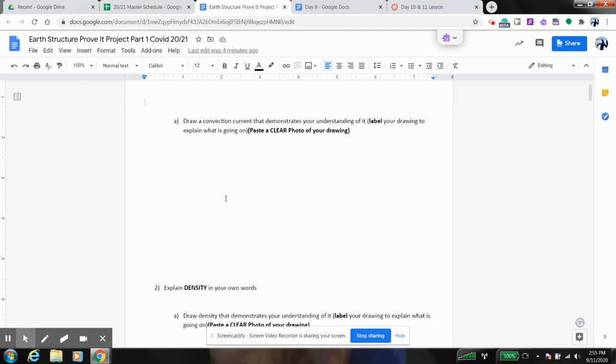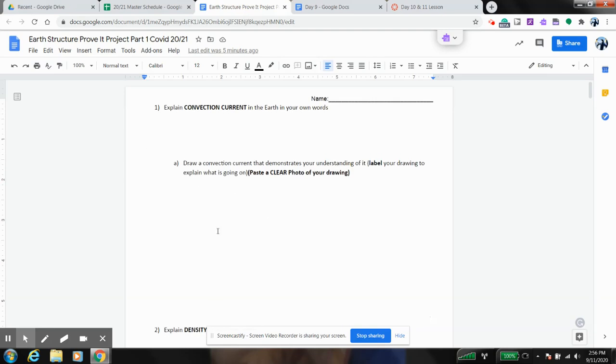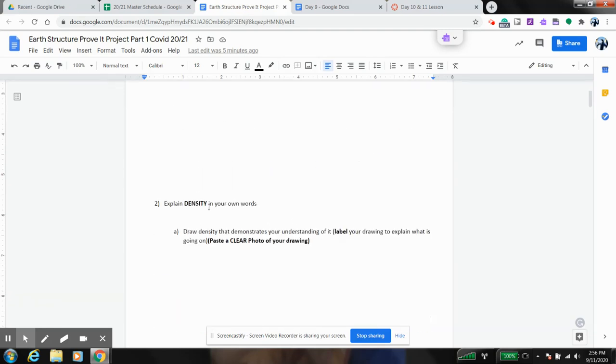Obviously, you cannot draw in a document. It would take way too long. So what you're going to do is in your notebook, you are going to draw a really nice picture, color it. It needs to be colored, okay? And then you are going to take a picture of it and you're going to paste it here. The picture needs to be clear. I need to be able to see it. If it's not clear, we're not going to give you credit on this, okay? So again, explanation, then a drawing. Then you're going to go into density. You're going to explain in this space right here, density in your own words.